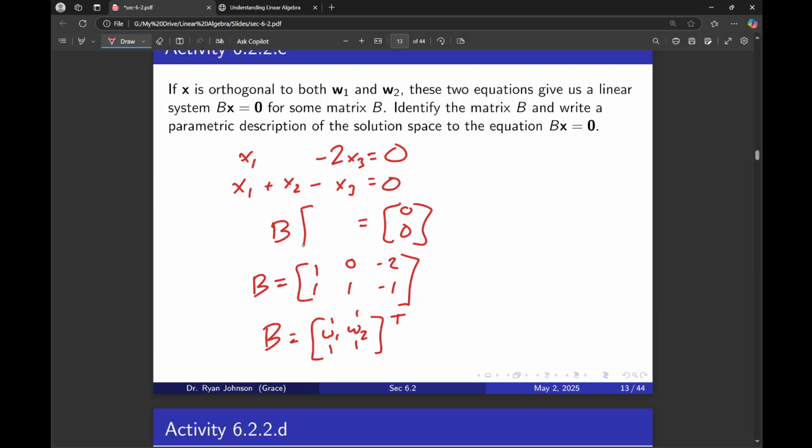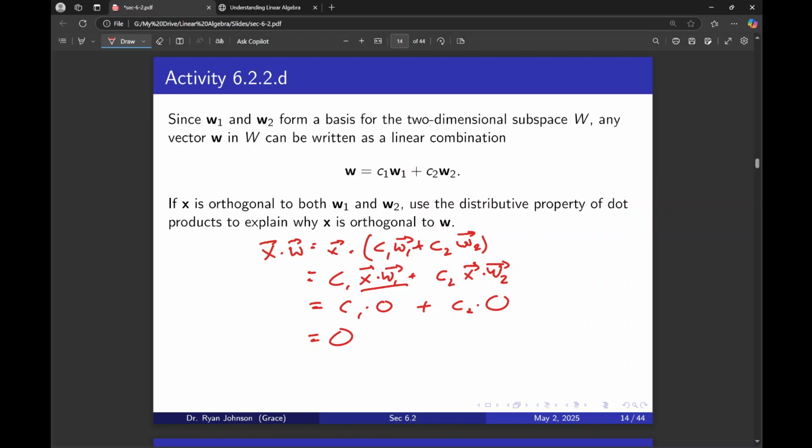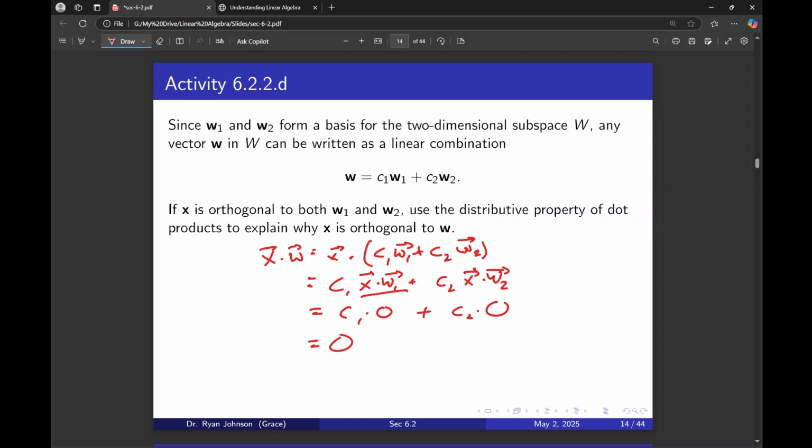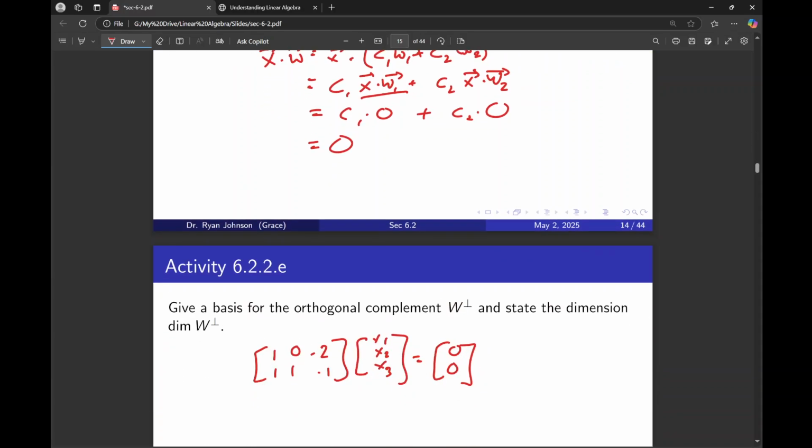Nobody caught that. Missed a gold star. x1, x2, x3. So then B is the matrix such that B times x1, x2, x3 gives you 0, 0. B is this matrix. Basically, it's the vectors as columns, but then transposed. So then we said, well, anything that's a linear combination of W1 and W2, just distribute it. Then you get zeros there, so it's 0. So any linear combination of W1 and W2 will also be orthogonal to X.